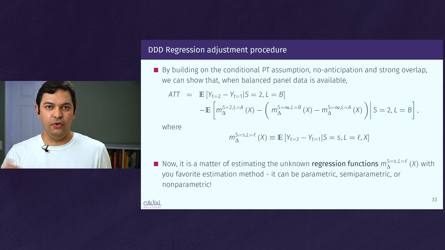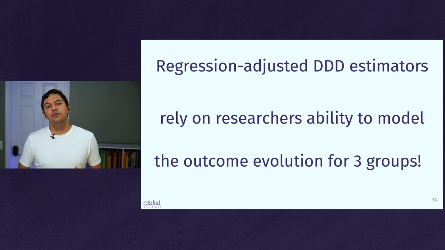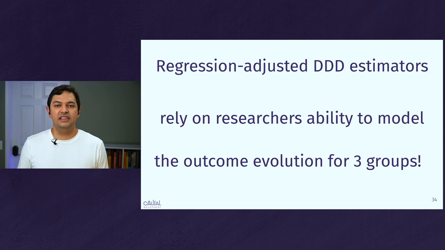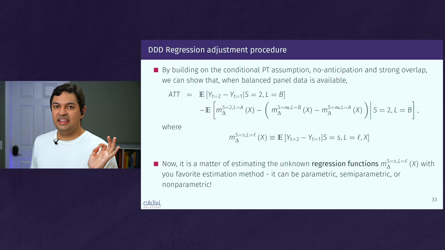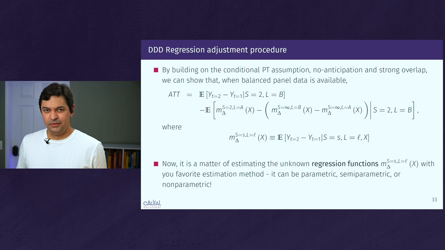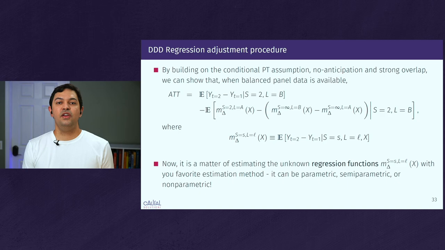In practice, in order to trust this procedure, these triple difference estimators, these outcome regression or regression adjusted triple difference estimators, are going to rely on our ability to model this outcome evolution for these three groups. In the past, with standard DID, I had to model a single regression only. Now I have to model three regressions, so it's going to be more demanding, and our estimator is going to require more assumptions about these model specifications. But if you're able to do that, we can incorporate covariates into the analysis and move forward.